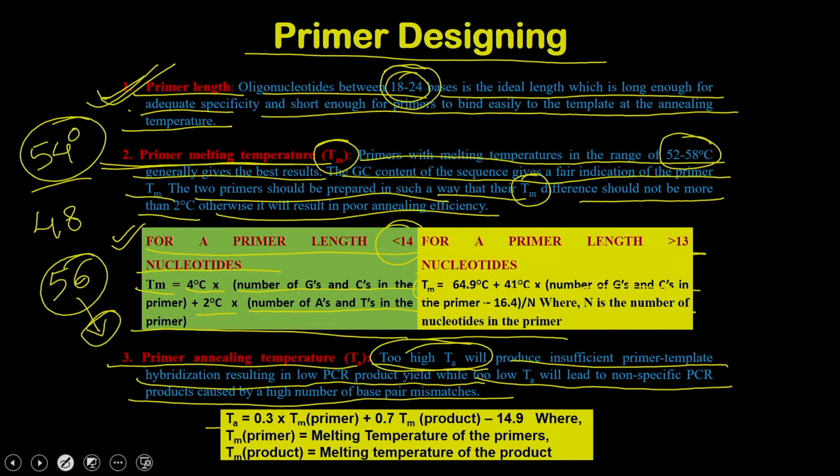For example, how you can calculate the primer annealing temperature: 0.3 × Tm of the primer plus 0.7 × Tm of the product minus 14.9, where Tm of the primer is the melting temperature of the primers, that is both primers, and Tm of the product is the melting temperature of the product.